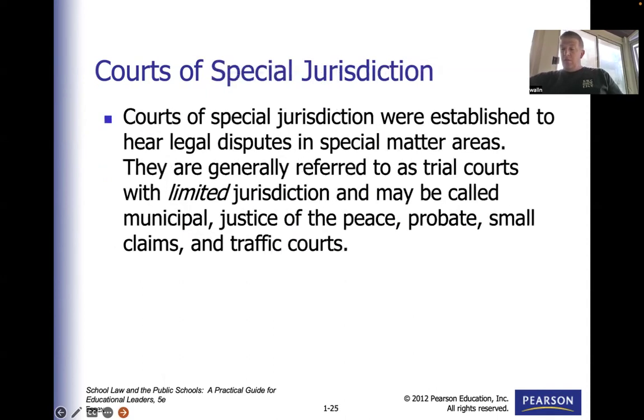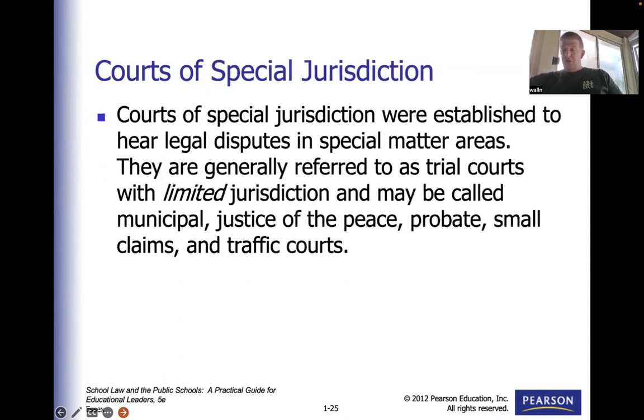And now let's talk about the courts of special jurisdiction. They hear legal disputes on special matters. They are referred to as trial courts with limited jurisdiction. They may be called municipal, justice of the peace, probate, small claims, or traffic court.